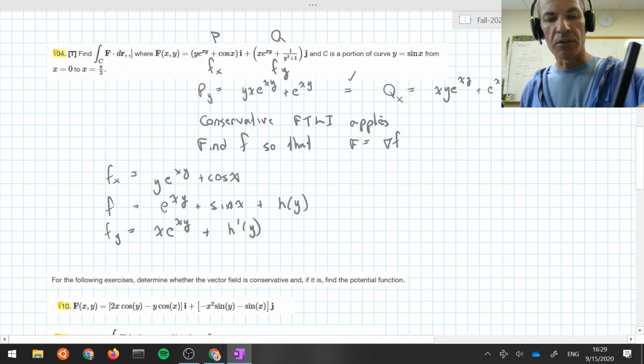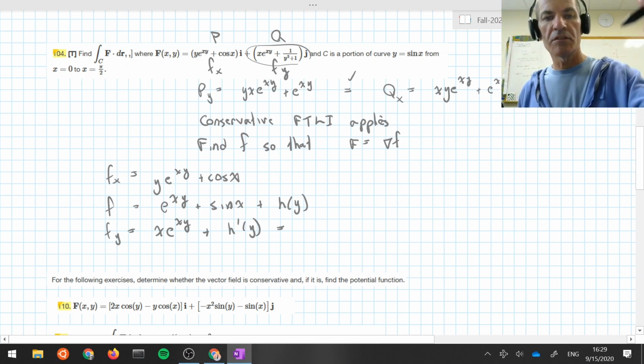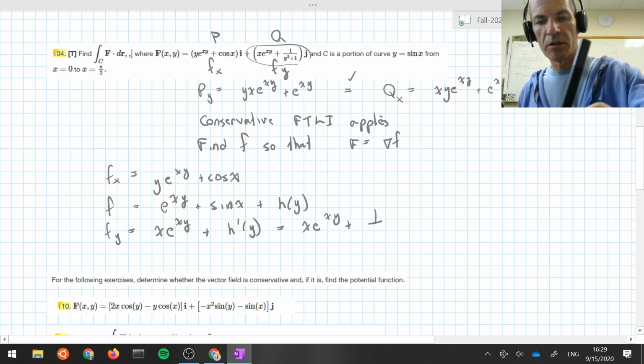Now we complete the circle. F y should also be equal to this piece here, x e to the xy plus 1 over y squared plus 1, like that.